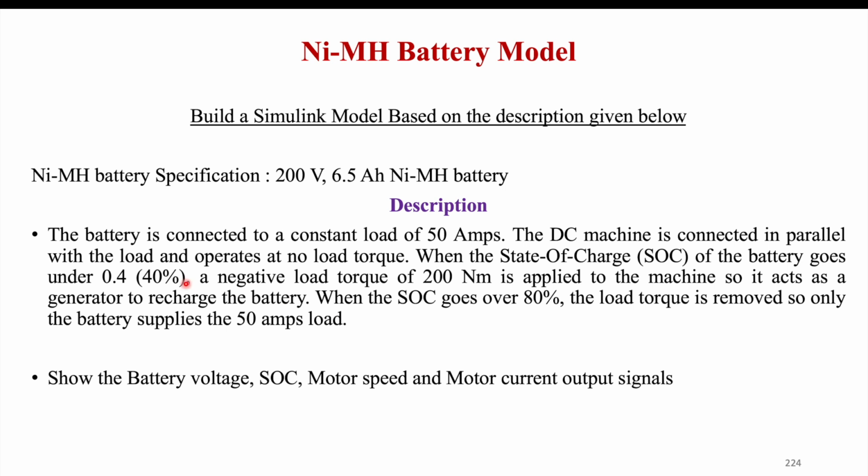When the battery SOC is below 40%, we are using the negative torque so that it acts as a generator and the battery gets charged. During this simulation, we will observe and display the battery voltage, state of charge, motor speed and motor current.